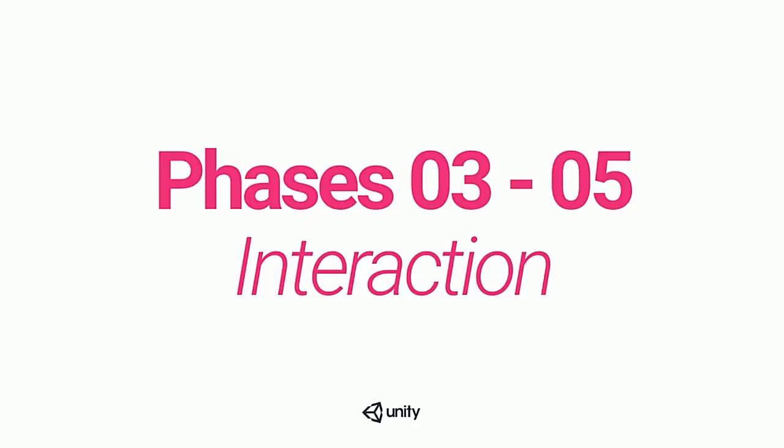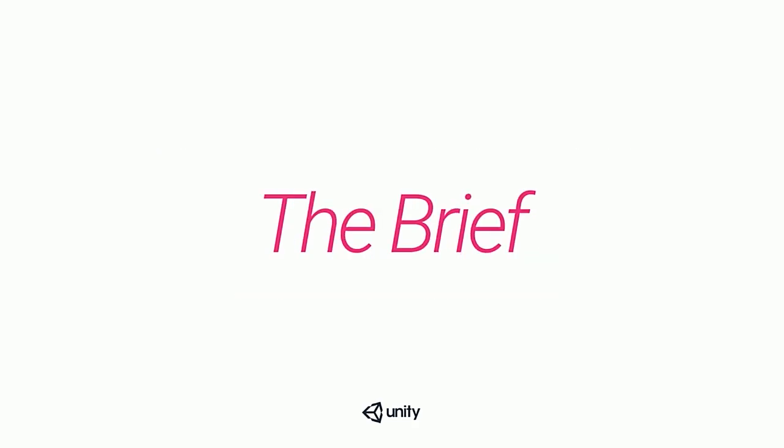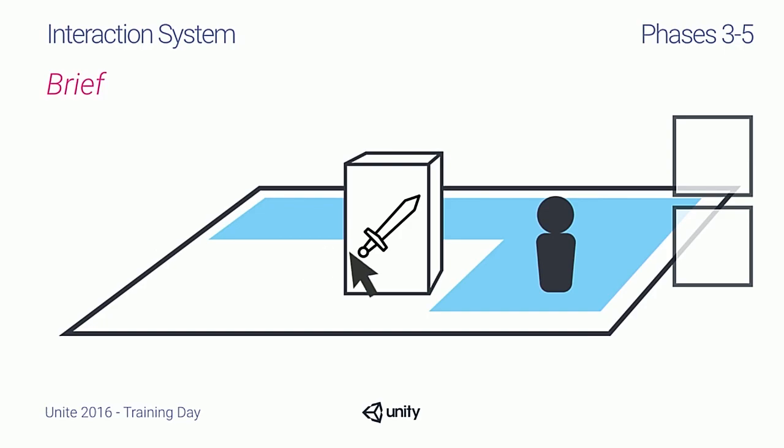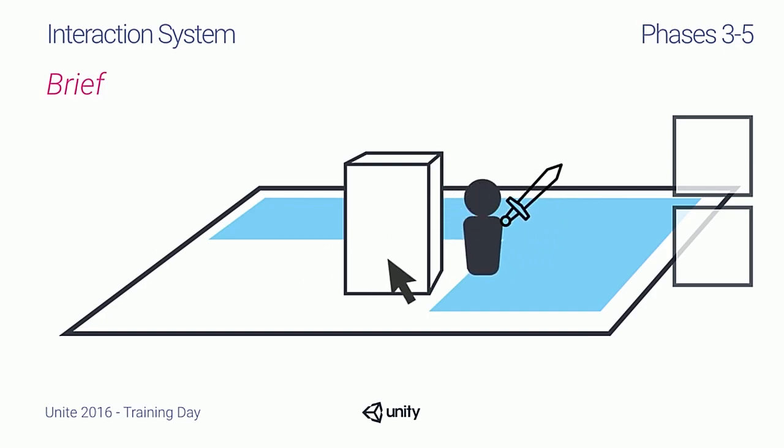All right, so the next bit we're going to get onto is phases 3 through 5, the interaction system. Our Uber producer has come down and said, I want you guys to make me an interaction system. That interaction system needs to allow the player to interact with the game and change the game state. For example, collecting the coin.